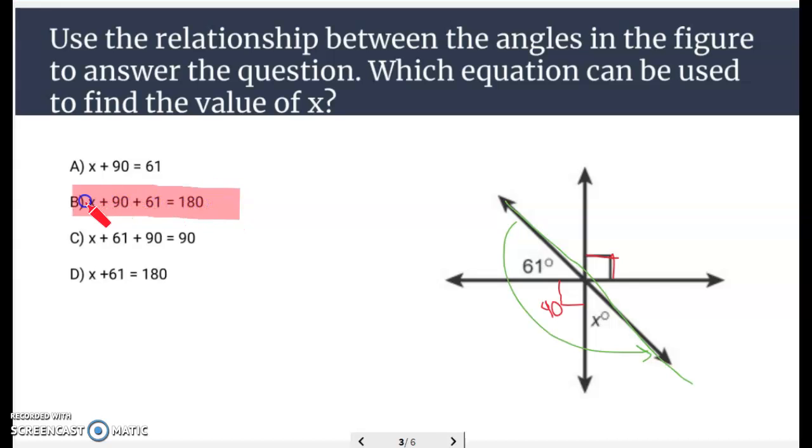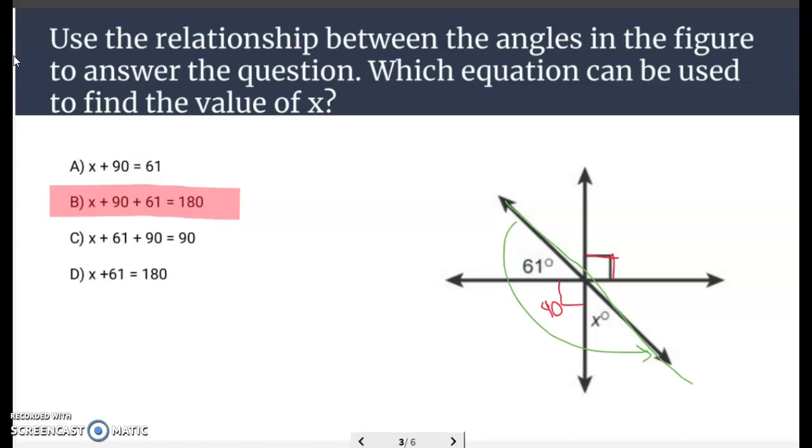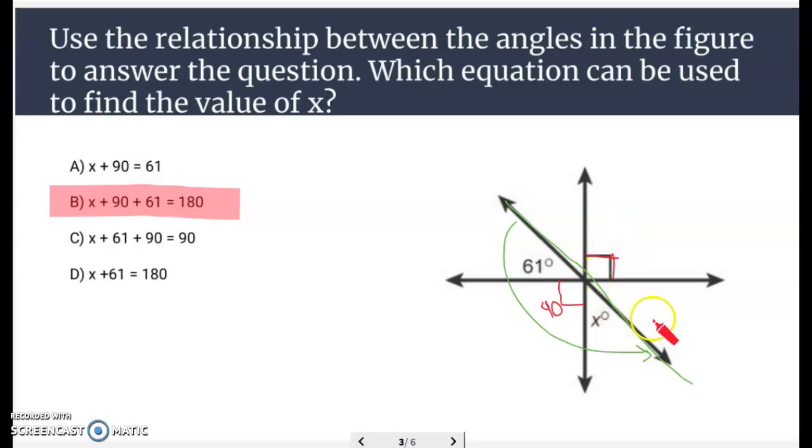That would be choice B here. X plus 90 plus 61 equals 180. We can certainly find that if you wanted to by taking 180, subtracting 90, and then also subtracting 61. We get 29. If they wanted to ask for what x was, you would find it to be x is 29 degrees. Notice the drawing is not drawn to scale.